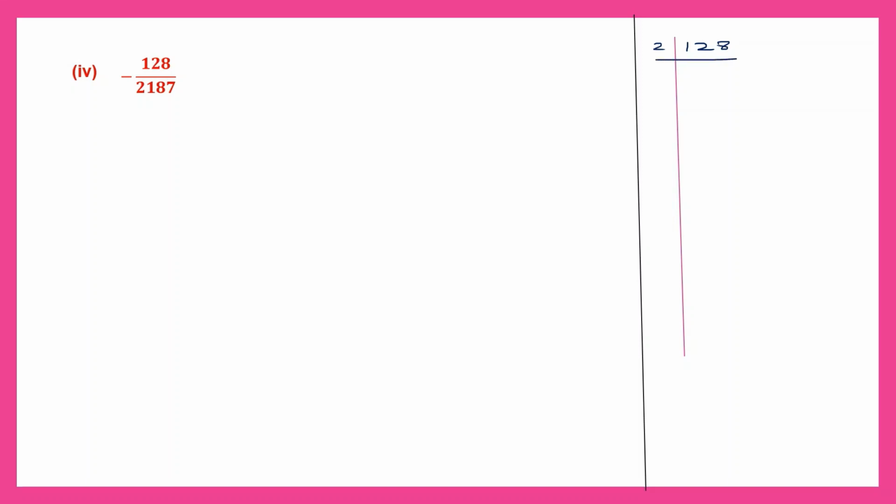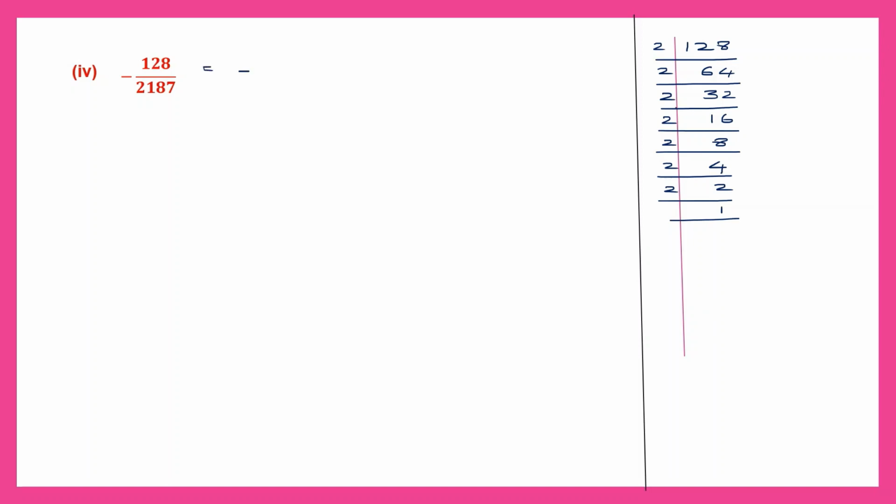2 6's are 12, 2 4's are 8. Again, you can continue with 2. 2 3's are 6, 2 2's are 4. Continue with 2. 2 1's are 2, 2 6's are 12, 2 into 16 is 32. So keep continuing. 2 8's are 16. Again, 2 4's are 8. Then we get 2 2's are 4 and 2 1's are 2. So this is done. So we've got the prime factors of 128.